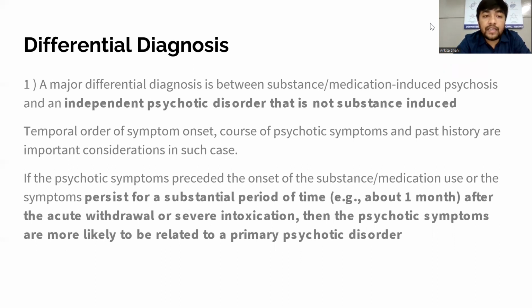Now, the other things that can be kept in mind are the temporal order of symptom onset, the course of psychotic symptoms, and the past history. All of these become important considerations. If the psychotic symptoms preceded the onset of substance/medication use, or symptoms persist for a substantial period of time, that is about 1 month, after the acute withdrawal or severe intoxication, then the psychotic symptoms are more likely to be related to a primary disorder rather than the substance.